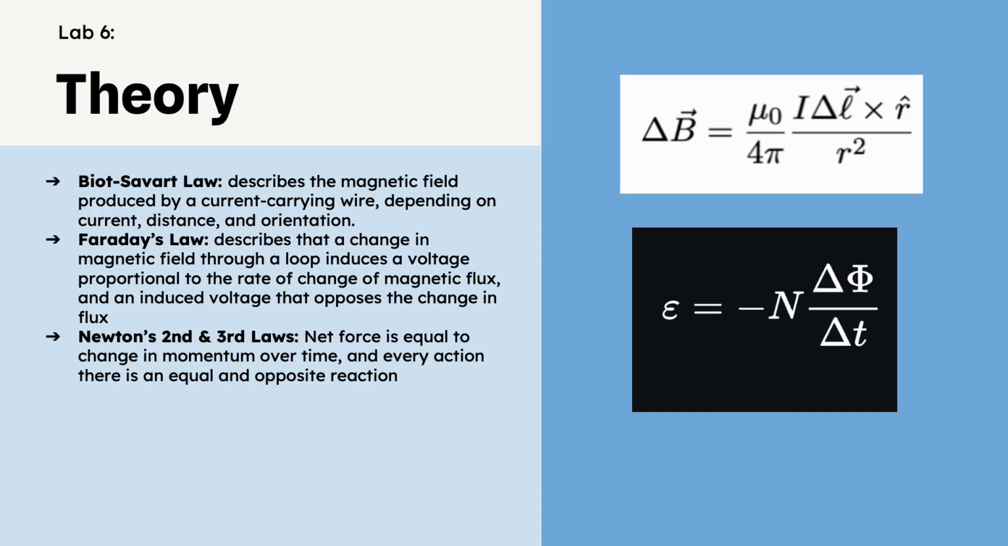Important theory for this lab includes the Biot-Savart law, which describes that a magnetic field is produced by a current-carrying wire depending on current, distance, and orientation, which can be seen at the top. It also includes Faraday's law, which describes that a change in magnetic field through a loop induces a voltage proportional to the rate of change of magnetic flux, and an induced voltage that opposes the change in flux. And Newton's second and third laws, which state that net force is equal to a change in momentum over time, and that every action has its equal and opposite reaction.